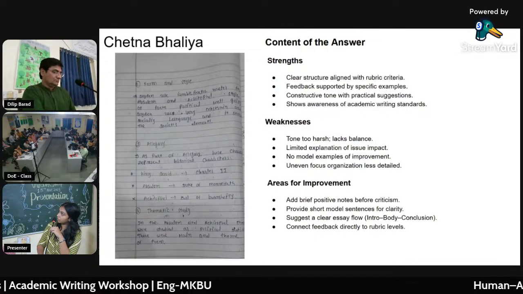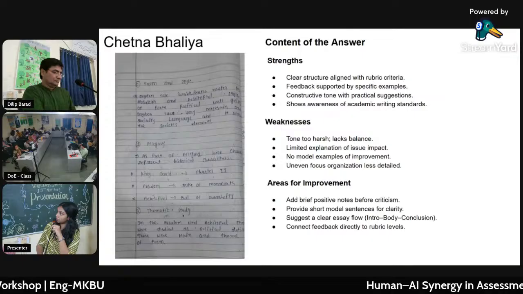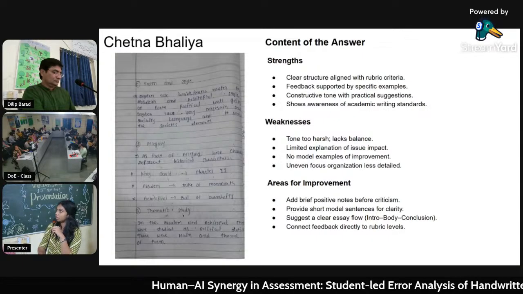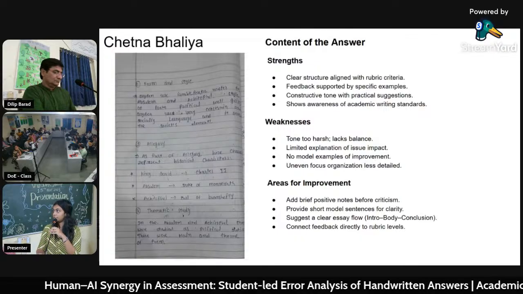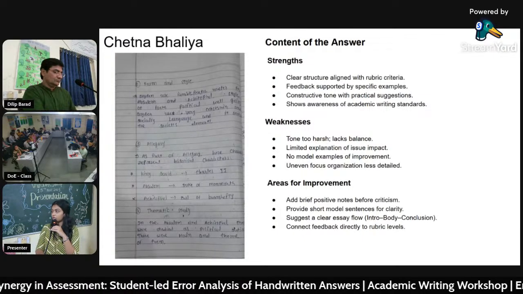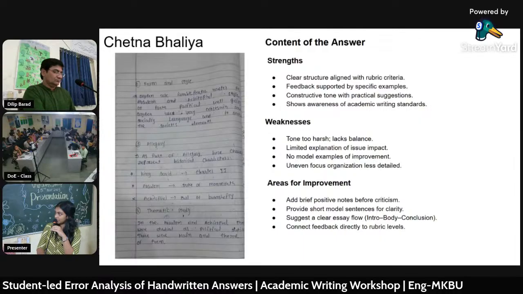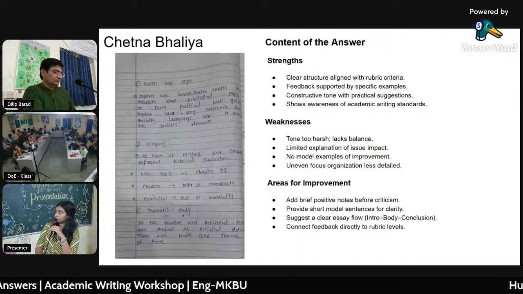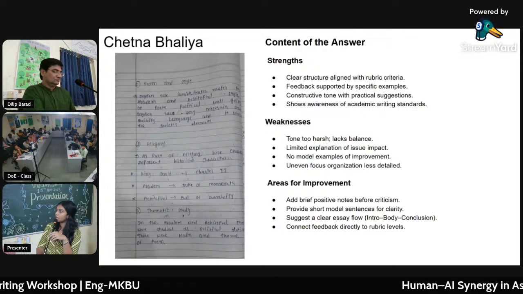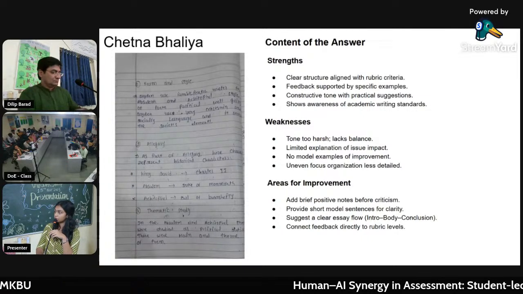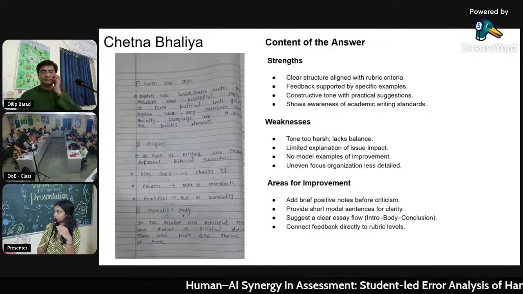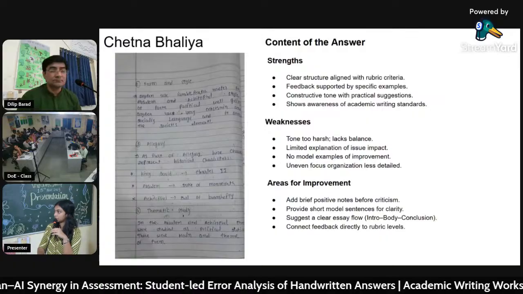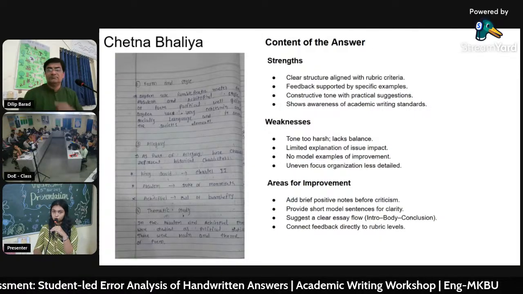And the weaknesses are that the tone is too harsh, lacks balance, and limited explanation is seen, no model examples, uneven focus, and the organization is less detailed. So improvement is needed: she should add brief positive notes before criticism. She should provide short model sentences for clarity, and suggest a clear essay flow: introduction, body, and then conclusion. And then she should connect the feedback directly to the rubric levels.